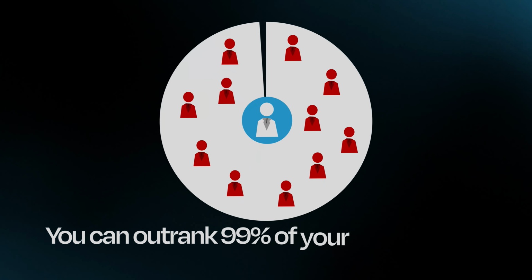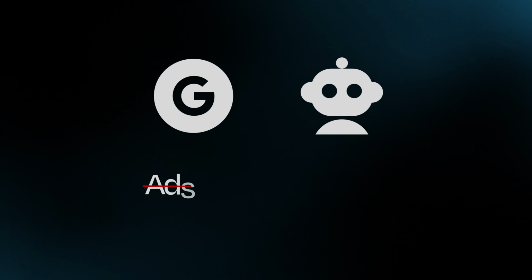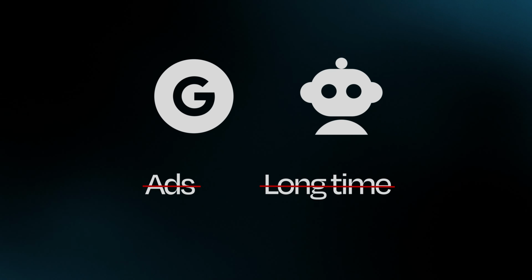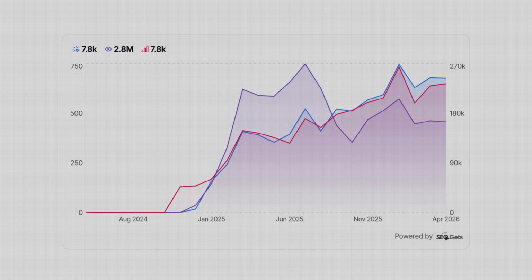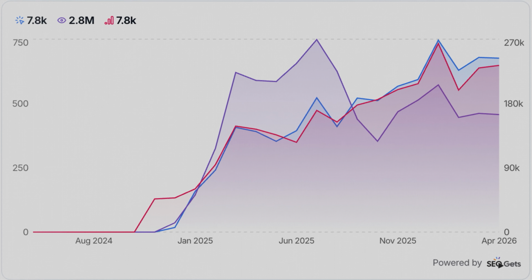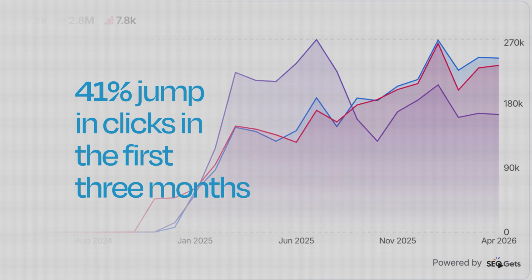What if I told you that you can outrank 99% of your competitors in Google and AI search without ads and without waiting months for customers to find you? This isn't some fluke. Over 1,000 businesses have seen an average of a 41% jump in clicks in the first 3 months. Implementing these actions has pushed my own service brand from 7 to 8 figures.